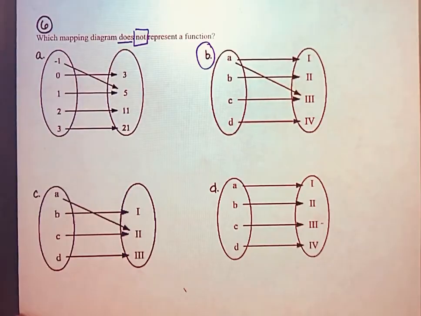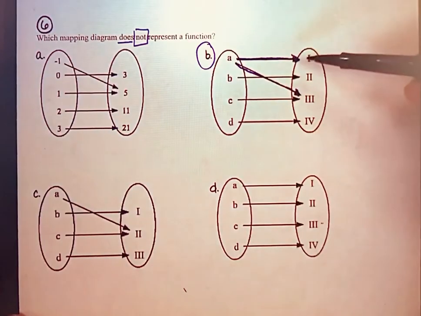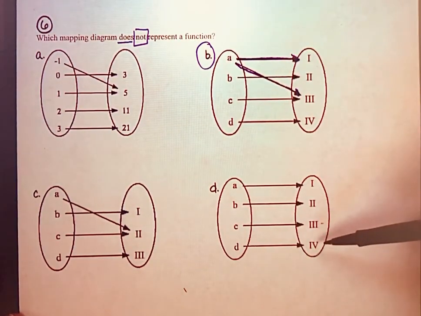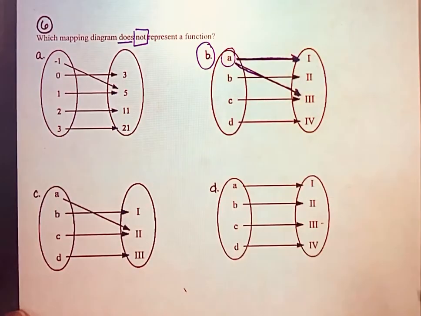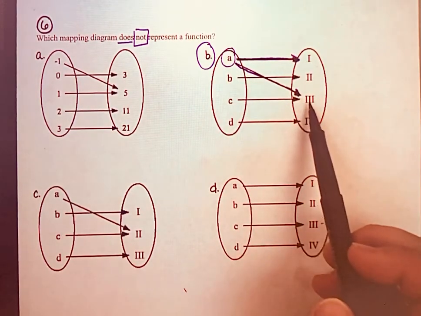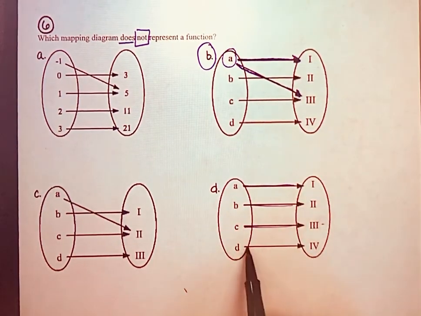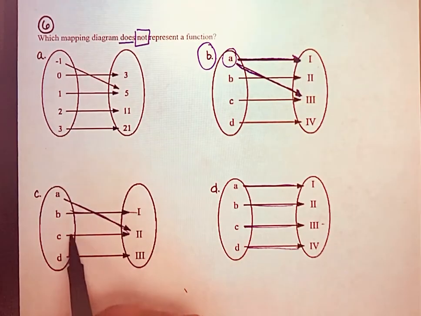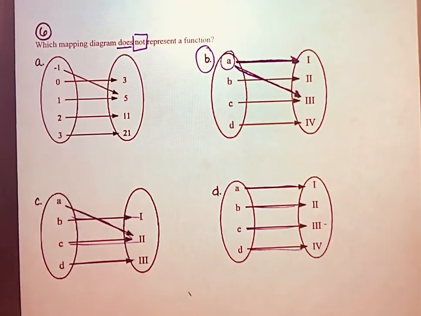B does not represent a function because A has an output here and an output here. Now I understand those are a little bit different. We don't usually use Roman numerals or letters, but the concept is still the same. The concept is that A fails to have only one output. A has an output of Roman numeral 1 and A has an output of Roman numeral 2. All of these other ones have one line coming from here, one here, and one here. It doesn't matter if they cross, none of that matters. What matters is every input has one output.